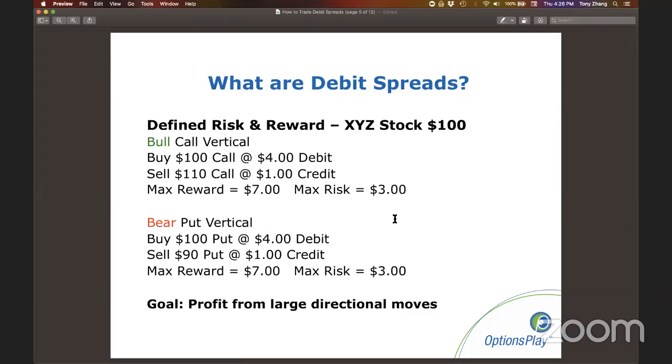So now that we talked a little bit about the construction of debit spreads, why do you actually trade debit spreads, or when do you want to trade them? The goal here is to simply profit from a large directional move in one direction or another, meaning you must first have a directional view on the underlying stock. So if stock XYZ is trading at $100, you must think that either it's going to go up to 110 or it's going to go down to 90. Making a significant move is what you're going to utilize these debit spreads for.